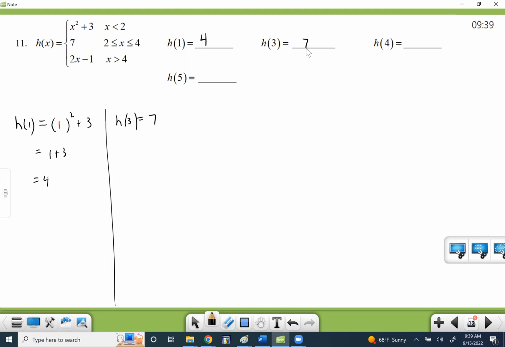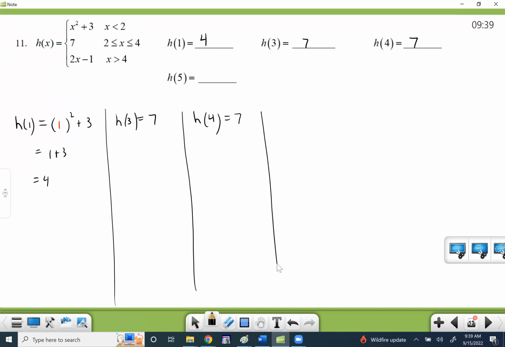All right, now we're looking at h of 4. So if we figure out which one of those inequalities 4 belongs to, it's borderline, but it's going to belong to this middle one because it says less than or equal to 4. This one says greater than 4. 4 is not greater than 4, but 4 is less than or equal to 4. So we're going to be substituting it into, again, the middle, but there's nothing to substitute it into. So the answer is just 7.